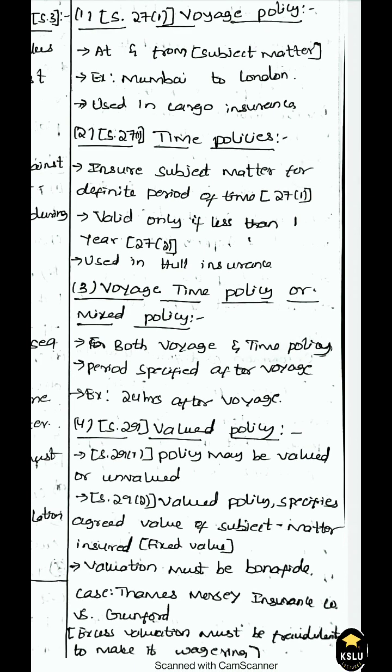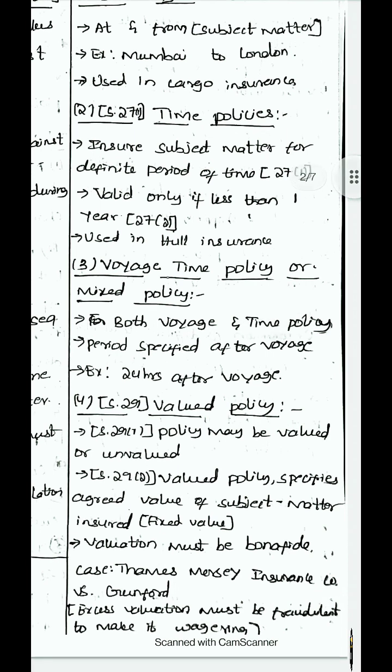The next kind is the voyage time policy or mixed policy. This kind of policy is a mixture of both voyage and time policy. Here insurance is done on the voyage, and after the voyage is completed, a time is specified to continue the insurance. For example, 24 hours after the voyage. So the ship is insured for the entire voyage, and after the voyage is completed and it reaches the destination, it will be insured for 24 hours. So this is a mixed policy.